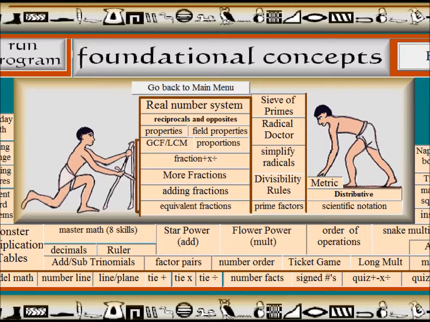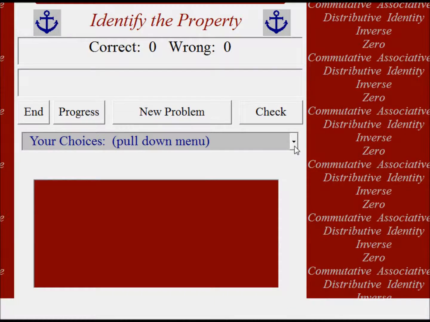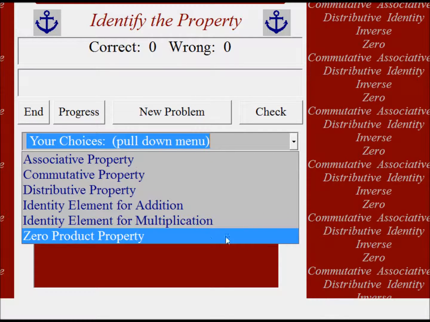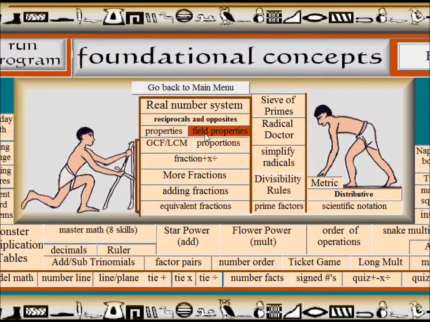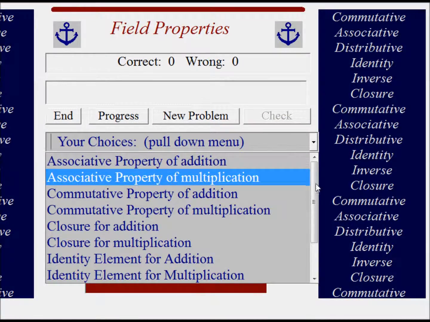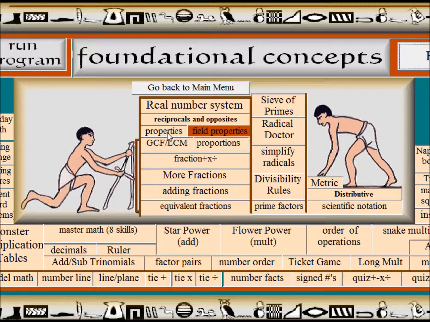When we were talking about the properties and the field properties, I failed to mention that there's a property that's listed in the properties program that helps the textbook, what's in the textbook, and that's the zero product property that they have in most of the textbooks. And it's not in the official field properties here. You don't see that one. So I guess you're going to have to do both of these programs. It wouldn't hurt a bit if you did both of them.